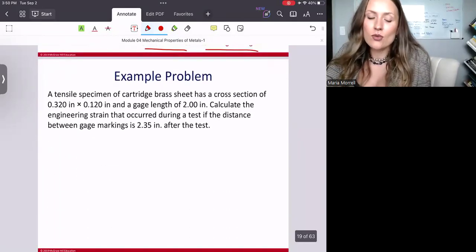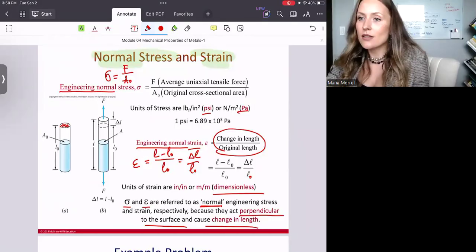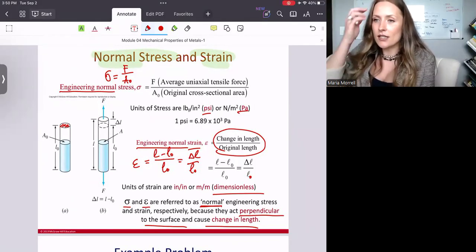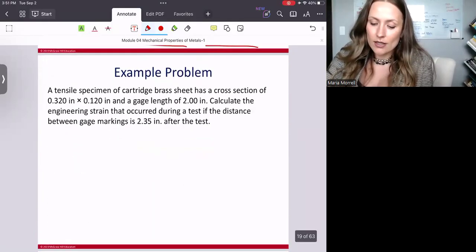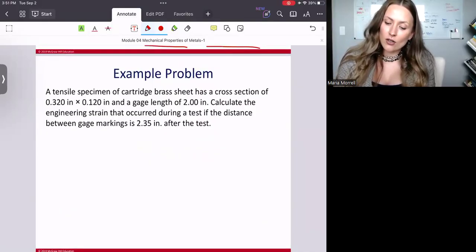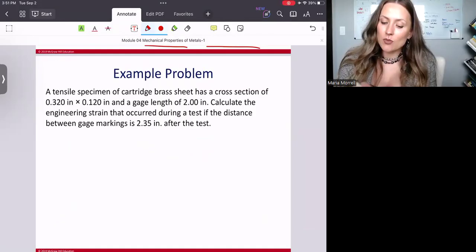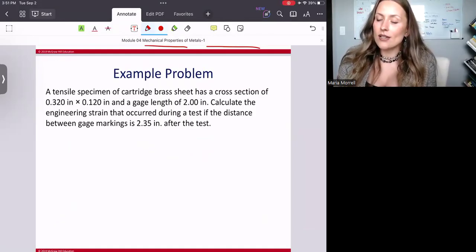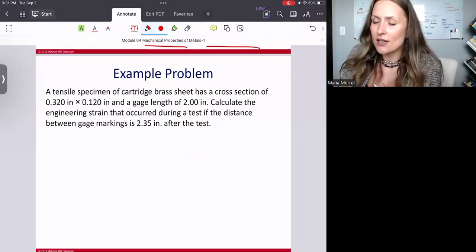Let's solve an example problem right away. I just saw that the subscript naught was gone from the slide, right? It's the change in length divided by the original length. Okay. Now let's look at the problem. A tensile specimen of cartridge brass sheet has a cross section of and a gauge length of 2 inches. Calculate the engineering strain that occurred during a test if the distance between gauge markings is 2.35 inches after the test. I'm going to draw something for you so it makes sense what the gauge is.